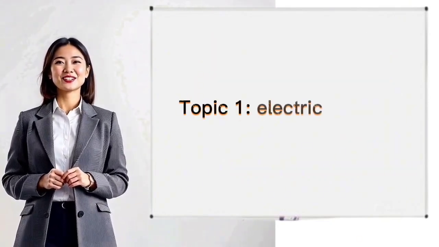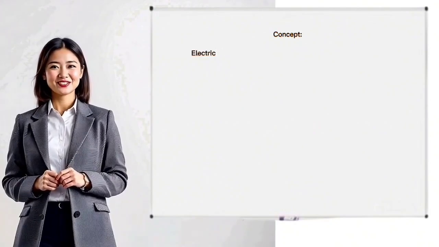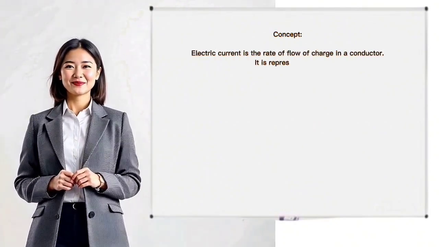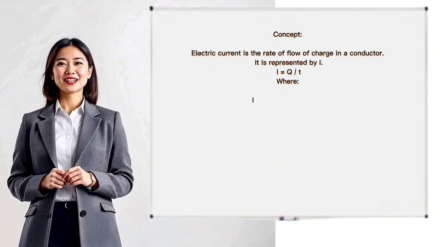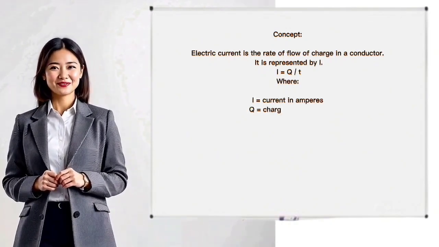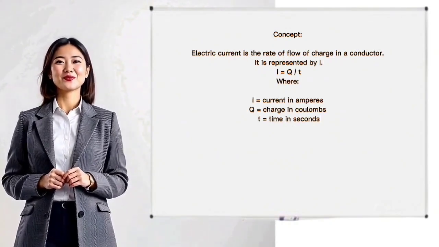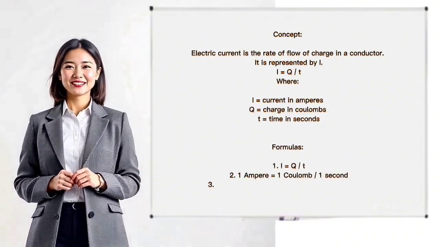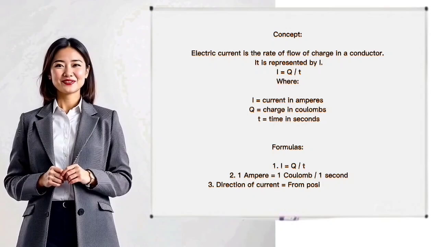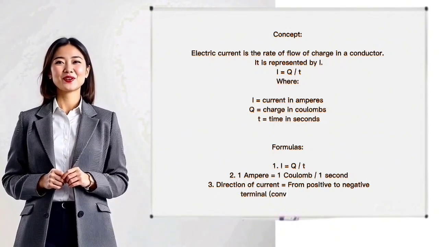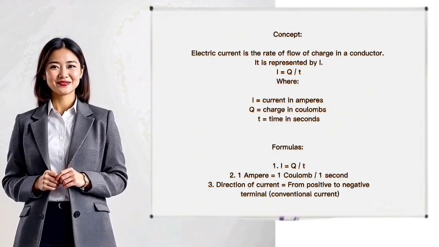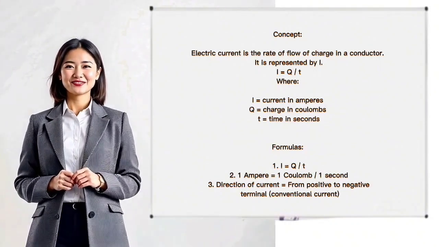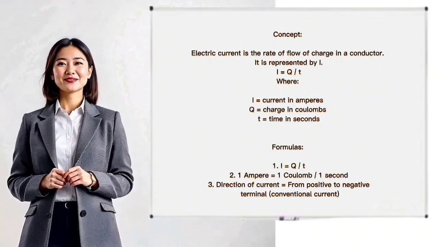Topic 1. Electric current. Concept. Electric current is the rate of flow of charge in a conductor. It is represented by I equals Q/T, where I is current in amperes, Q is charge in coulombs, and T is time in seconds. Formulas: 1. I = Q/T. 2. 1 ampere = 1 coulomb / 1 second. 3. Direction of current: from positive to negative terminal, conventional current.